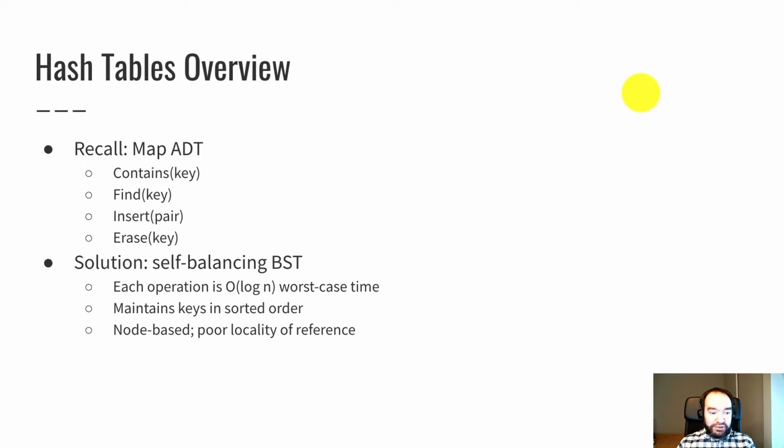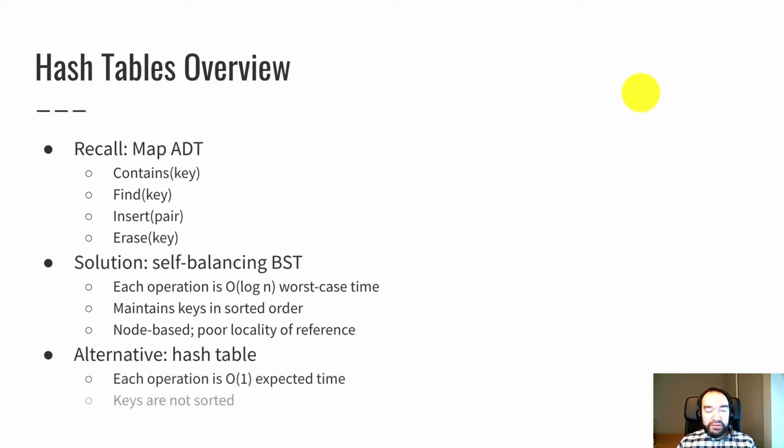Trees are also node-based. Most likely the nodes of the tree are at very different addresses, and so we have poor locality of reference in the binary search tree as well. Now what we're going to cover is an alternative to a self-balancing binary search tree, which is a hash table, and it addresses some of those issues. It's a little bit faster than trees. It's constant time versus log n time with some trade-offs that we'll talk about, and it's more vector-based than node-based. However, a hash table does not store the keys in sorted order, so that's another negative for the hash table.